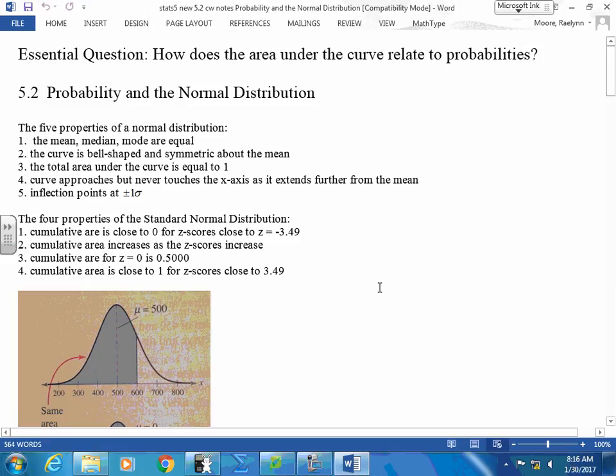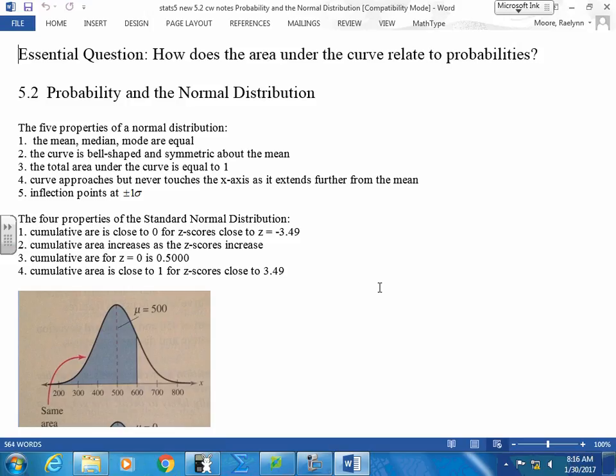Okay. So let's take a look at this for a minute here. Your standard normal curve has everything your normal curve has, except it has special conditions. It has the mean equal to 0. It has the standard deviation equal to 1. These cumulative areas are always the same. We're still going to the opposite ends: negative 3.49, positive 3.49. That's where your table goes to.